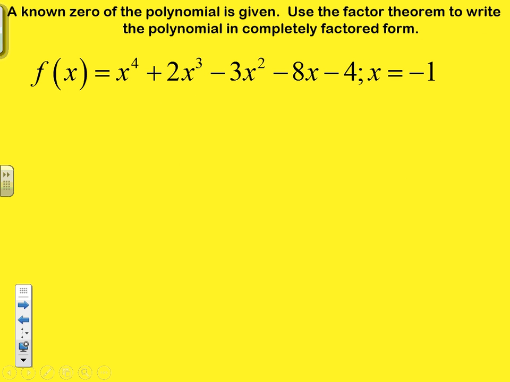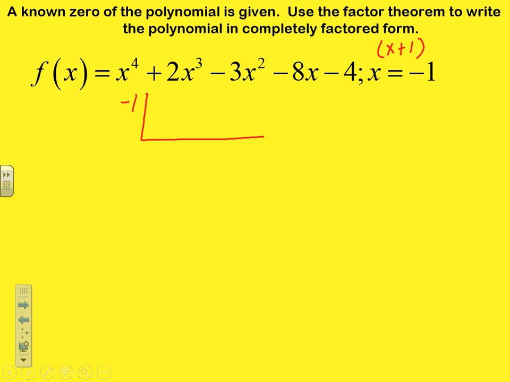The next example that we see is a fourth degree polynomial. Now again, there should be 4 solutions, 4 factors, however you want to think of it. And we're provided with the solution of x is equal to negative 1. So the factor that would have produced this one would be x plus 1, because if I set that equal to 0 and solve for x, that's where the negative 1 comes from. So we're going to do the synthetic division with the negative 1.